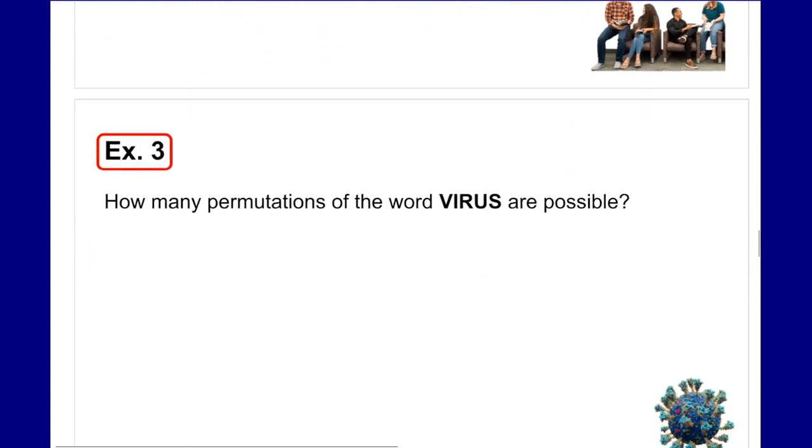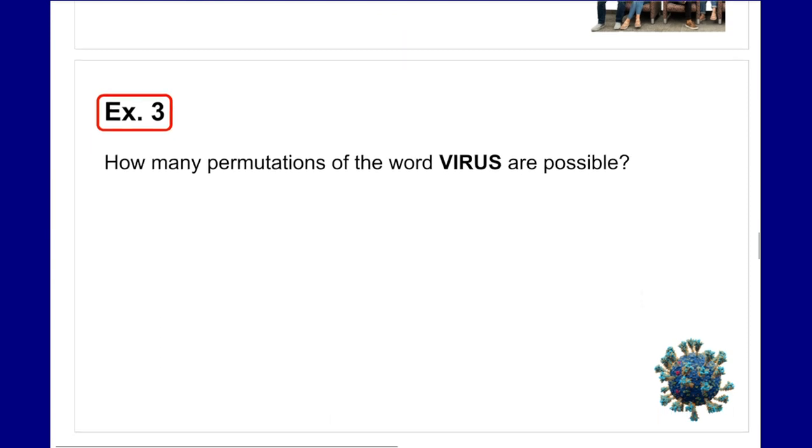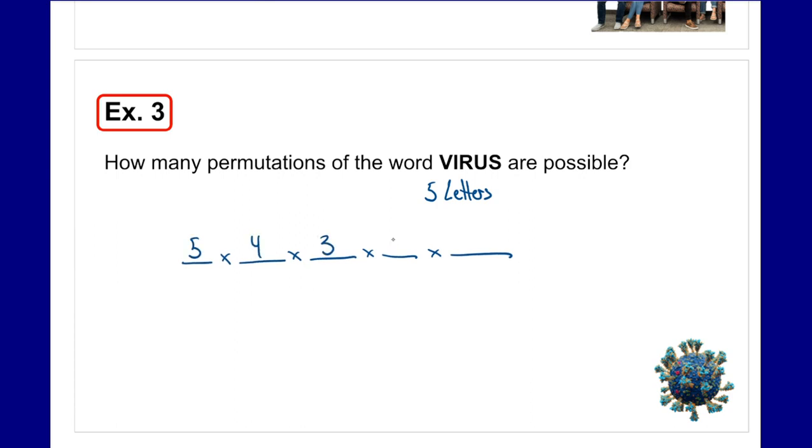How many permutations of the word virus? So if I wanted to rearrange the letters in the word virus, there are 5 letters. So again, I could think of 5 different spots. 5 letters for the first one multiplied by 4, by 3, by 2, by 1, or just 5 factorial, which is 120 ways. So there's 120 ways that I can rearrange the 5 letters of the word virus.